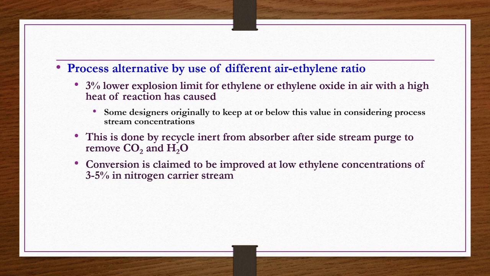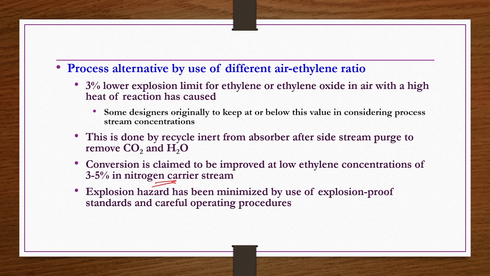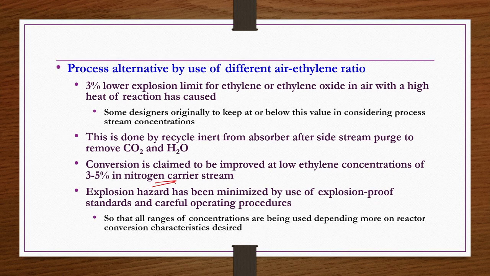Conversion is claimed to be improved at a low ethylene concentration of 3% to 5% in a nitrogen carrier stream. Explosion hazard has been minimized by use of explosion proof standards and careful operating procedures, so that all ranges of concentrations are being used depending more on the reactor conversion characteristics desired, rather than worrying about the explosion. If you follow explosion proof standards, then you can work over a wide range of concentrations.